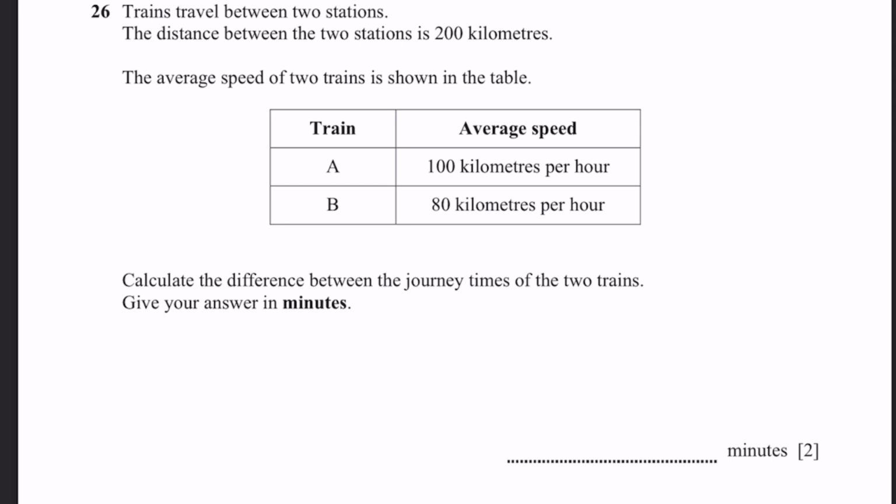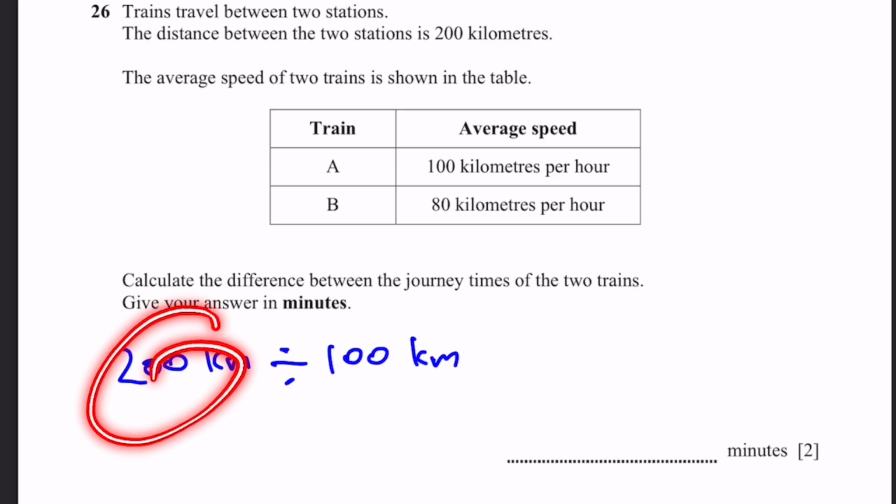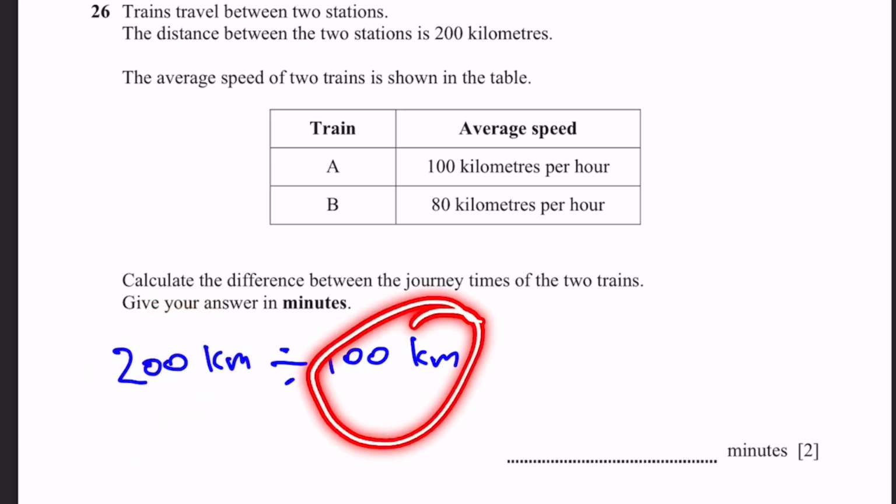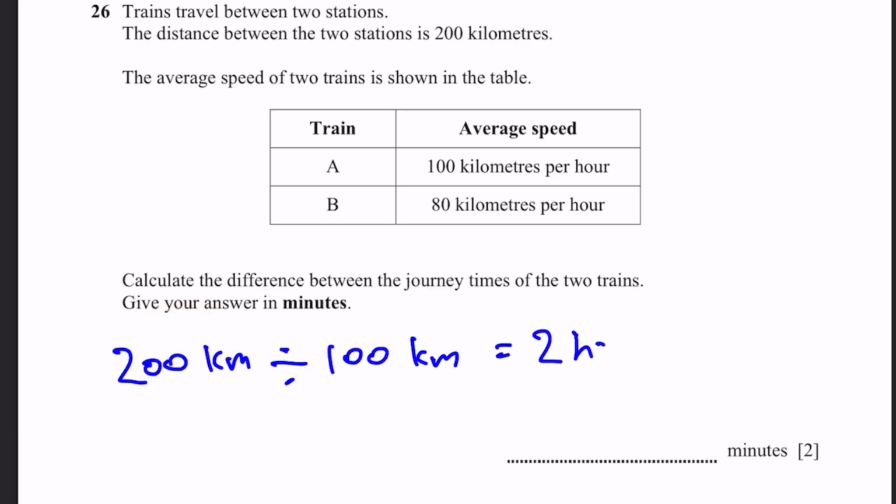Question 26. Trains travel between two stations. The distance between the two stations is 200 kilometers. The average speed of two trains is shown in the table. Calculate the difference between the journey times of two trains. Give your answer in minutes. So if this is 100 kilometers per hour for train A, that's equal to 200 kilometers divided by 100 kilometers per hour, because distance divided by speed, that's equal to 2 hours.